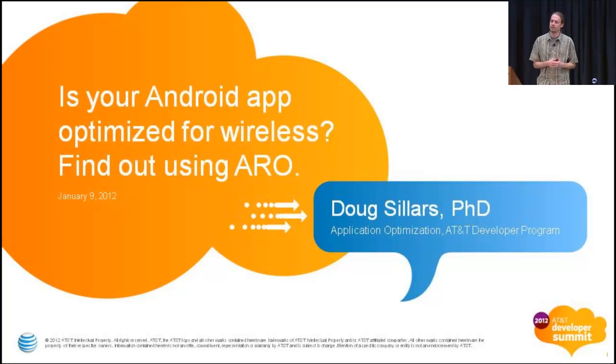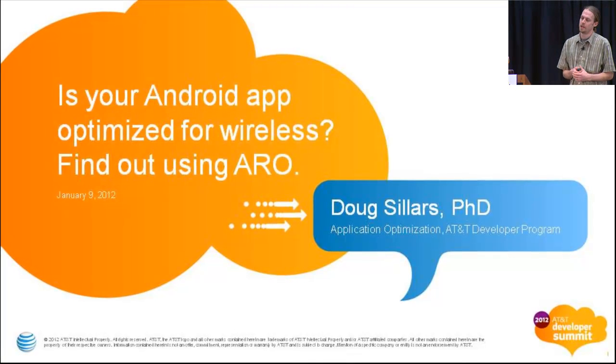Today, I'm going to talk a little bit about optimizing mobile applications, and specifically Android applications. To start off, at our Developer Summit on Monday, AT&T launched a tool called the Application Resource Optimizer, or ARROW.